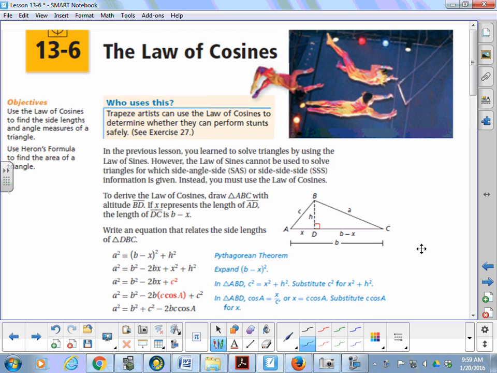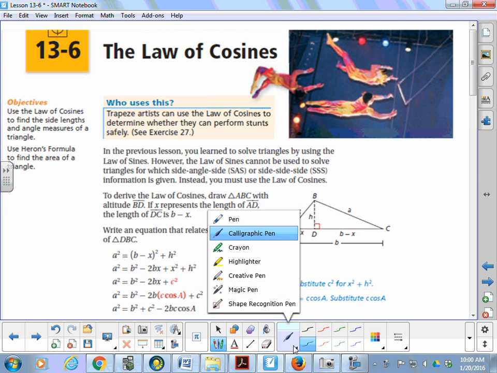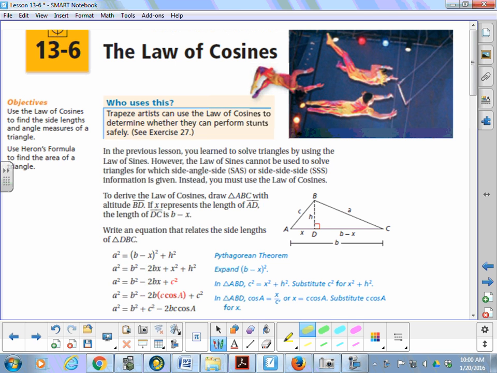So today we're going to look at two other ways that you have found triangles are congruent. And these other two ways that we're going to work with today are side angle side and side side side. And the law of cosines allows us to find the missing parts of triangles when we know those two things. So when we know side angle side or side side side, we're going to use the law of cosines.